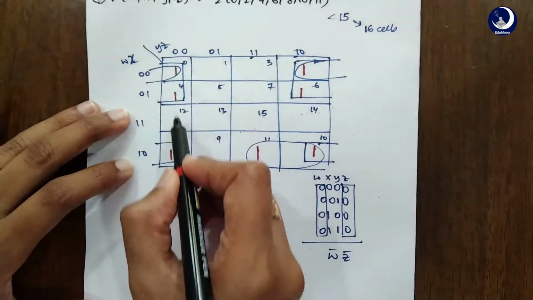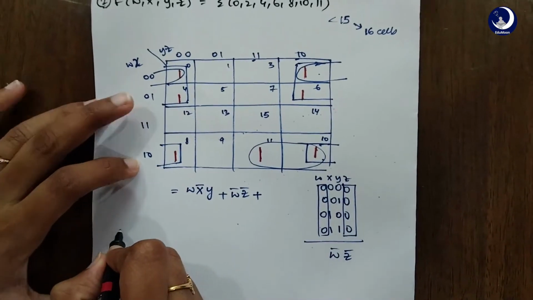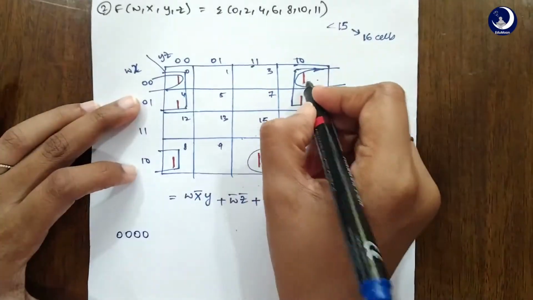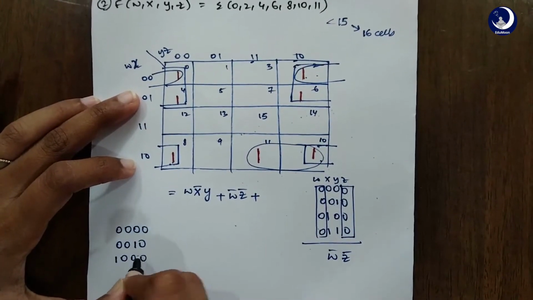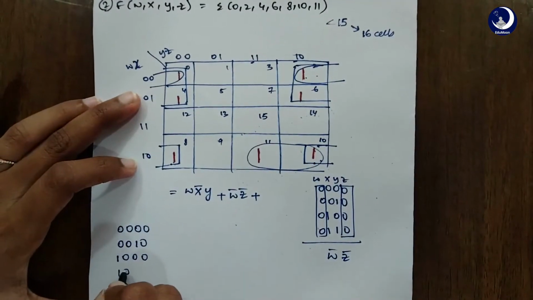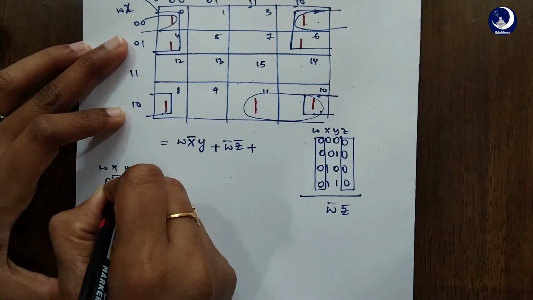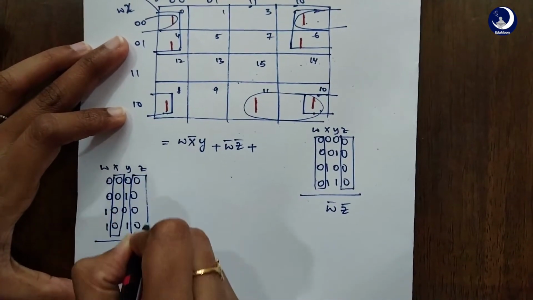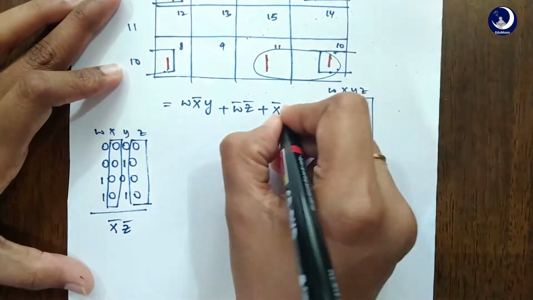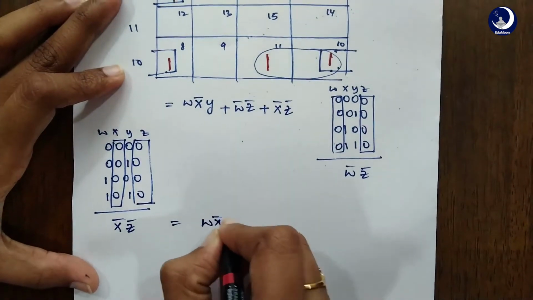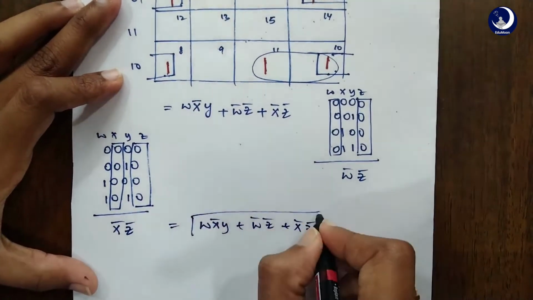Now if we consider this cell, this cell, this cell and this cell, we get terms like 0 0 0 0, and for this one we have 0 0 1 0. For this one we have 1 0 0 0, and for this one we have 1 0 1 0. Now if you again carefully look at the columns, you have this column and this column to be the same. So this is x bar and this is also z bar. So it is x bar z bar. So your final answer will be W x bar y plus W bar z bar plus x bar z bar. So this is your final answer.